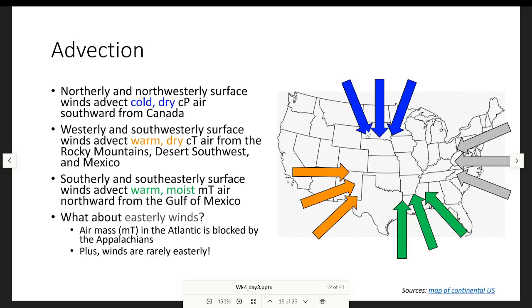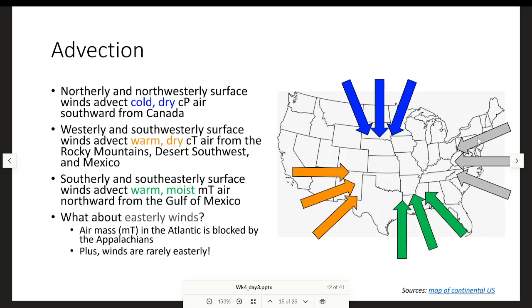So this up here, these northerly, northwesterly surface winds advect cold, dry air southward from Canada. Westerly and southwesterly surface winds advect warm, dry air from the Rocky Mountains, desert southwest, and Mexico. So these orange arrows right here are warm and dry. So you have a cold air mass up here that's dry, a warm air mass that's dry here, and then these southerly winds here bring in this warm, moist air mass, a maritime tropical mass from the Gulf of Mexico.